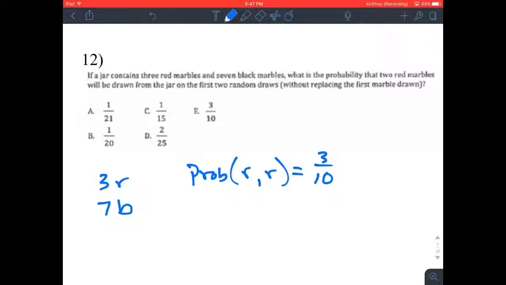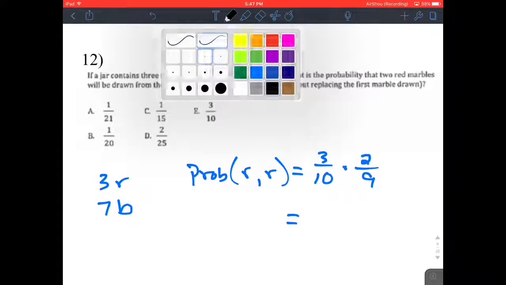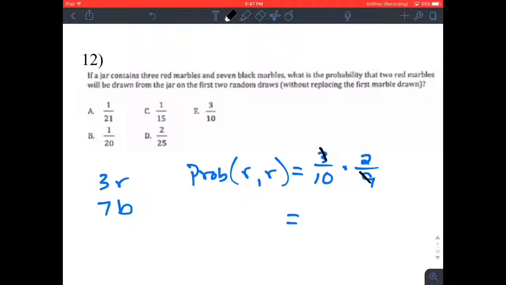Now at this point, we're assuming that we got the desired result. We pulled a red out. So how many reds are left in the jar? Only 2. So if we already pulled one out, it means there's only 9 marbles total left in the jar. So it's 3 out of 10 times 2 out of 9. This just needs simplified. We can divide both 3 and 9 by 3. We can divide 10 and 2 by 2. So if you multiply the top numbers and the bottom numbers, you get 1 out of 15.